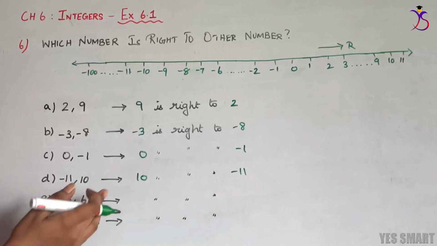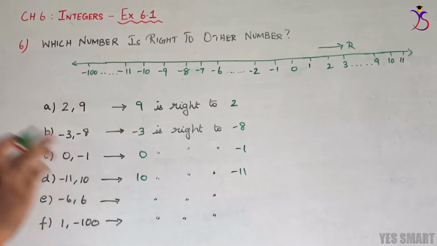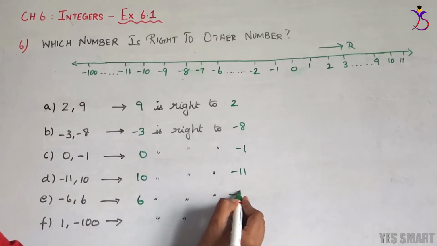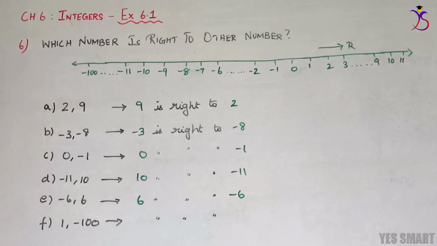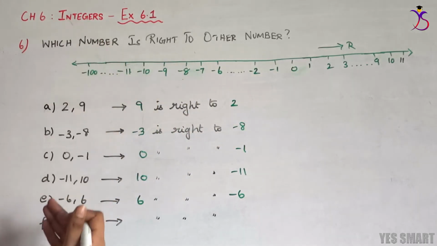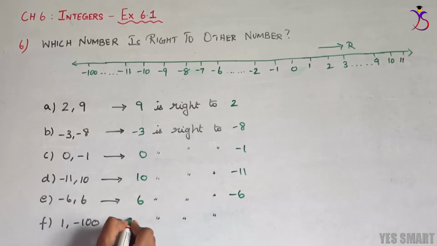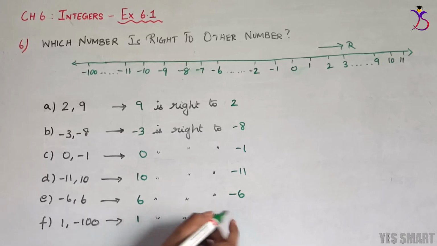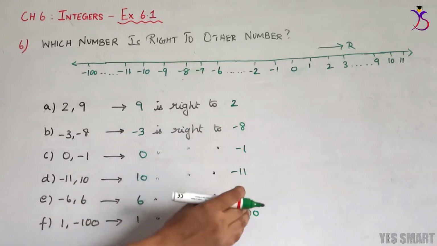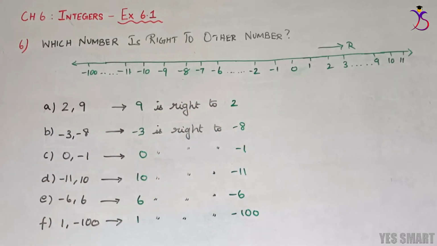E sum, minus 6, plus 6. As I said already, the positive number will always be to the right of the negative number. Therefore, 6 is right to minus 6. If you compare the same in the number line also, we will be getting the same answer. The last subdivision, 1, minus 100. Positive number and negative number. Therefore, 1 is right to minus 100. We can compare the same with the help of number line as well.